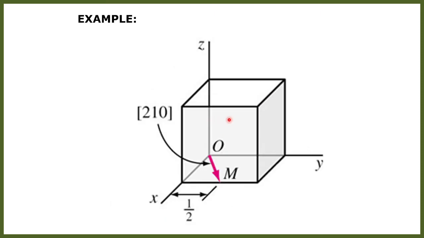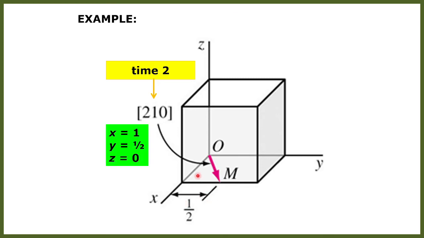For this line, M, 1 for x and for the y direction, the vector is half. For the z direction, the vector is 0. So 1, half, and 0. And then again, as I stated before, if it is smaller than 1, you need to adjust to the smallest integer values. So we need to multiply by 2, and you get 2, 1, 0.